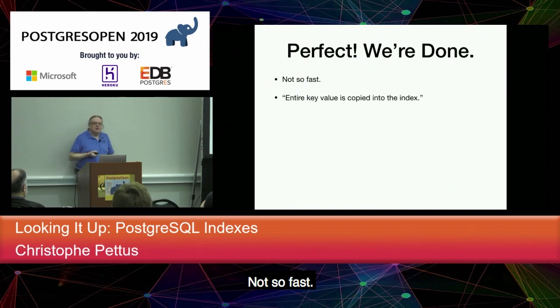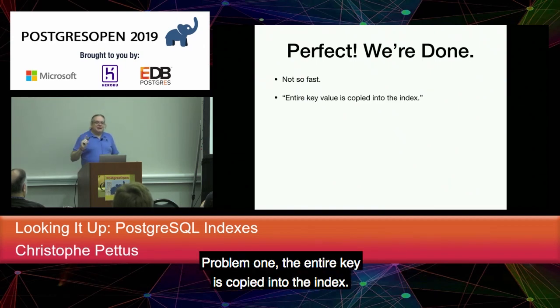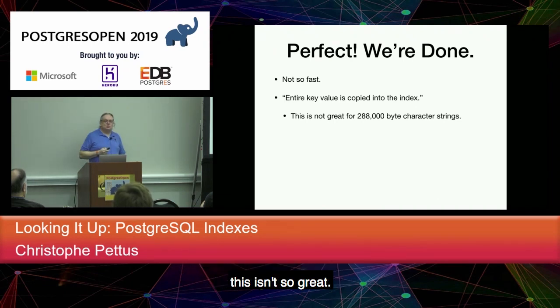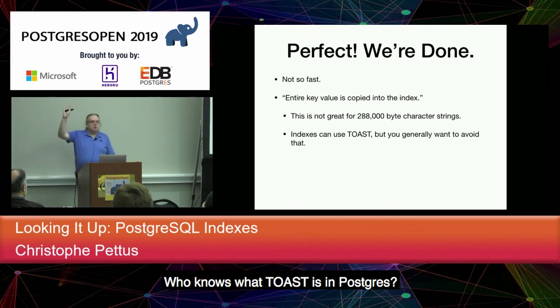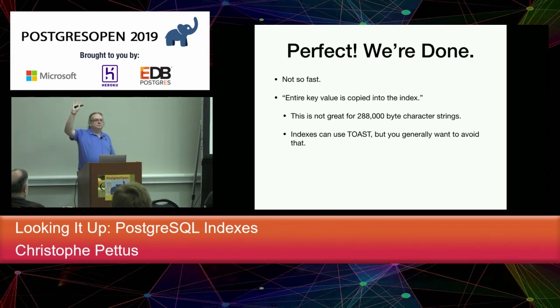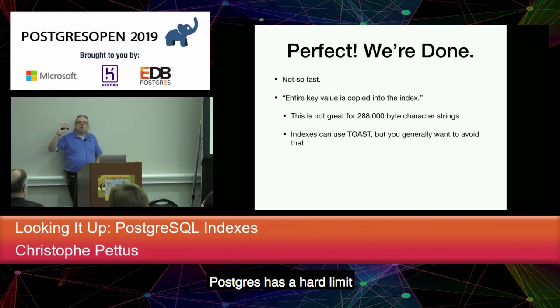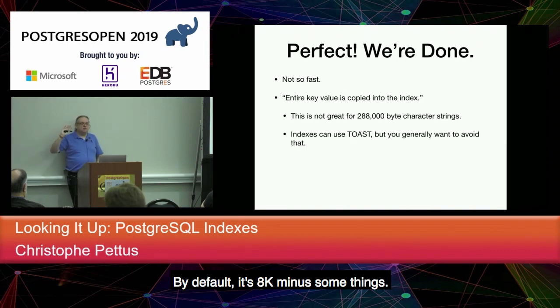Not so fast. Problem 1, the entire key is copied into the index. You know, if you have 288,000 byte character strings, this isn't so great. Who knows what toast is in Postgres? Okay. The short version is toast is how Postgres deals with a hard limit to how wide each row can be in bytes. It's 8K by default, 8K minus some things. You can recompile Postgres to change this, no one ever does that.